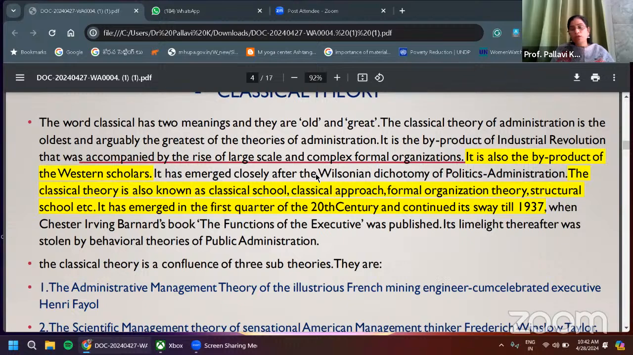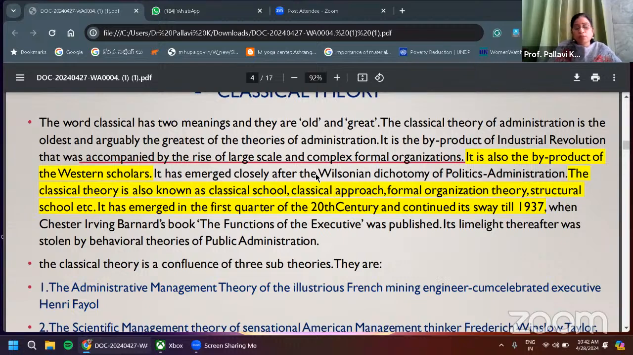So when we talk about public administration theory, in the last class we discussed who was the father of public administration. It was Woodrow Wilson. If you recollect what we discussed in the last class, Woodrow Wilson, the father of public administration, was the first person, in the first quarter of the 20th century, who tried to separate the politics and administration dichotomy. Then The Functions of the Executive was also published during that time.